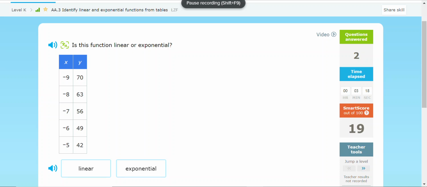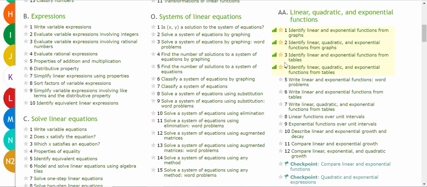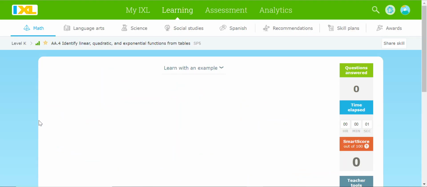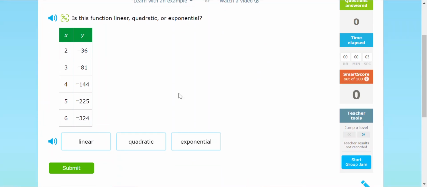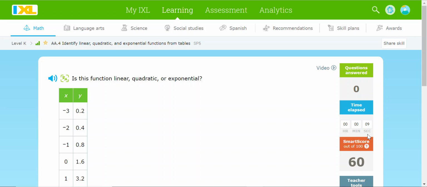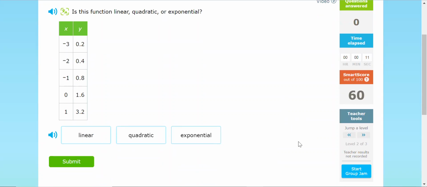All right, so now I'm going to move on to AA4. In AA4, we introduced the quadratic check. Let me try a different one here. Is this increasing constantly, or does it look like it's exponential to me?